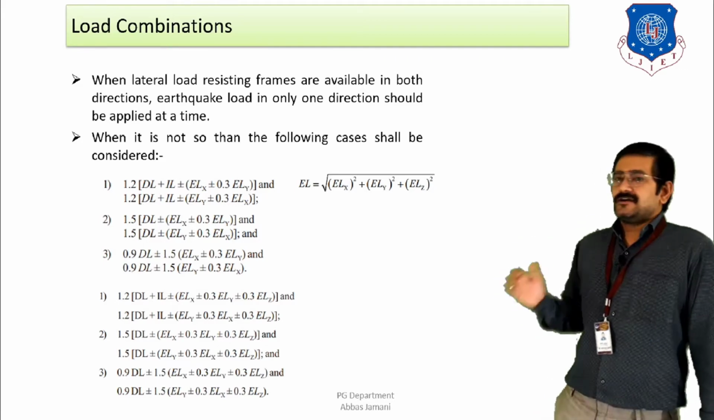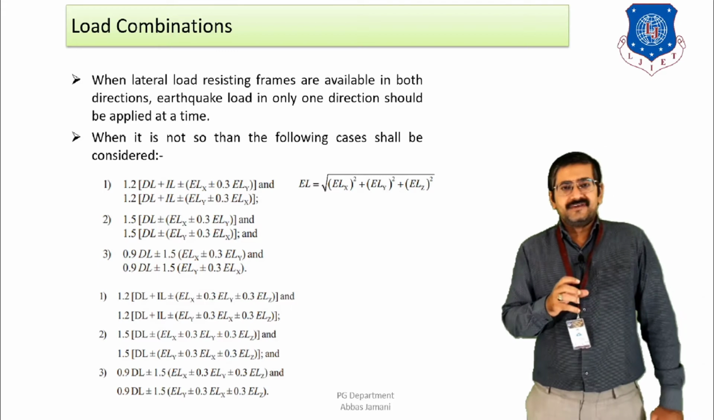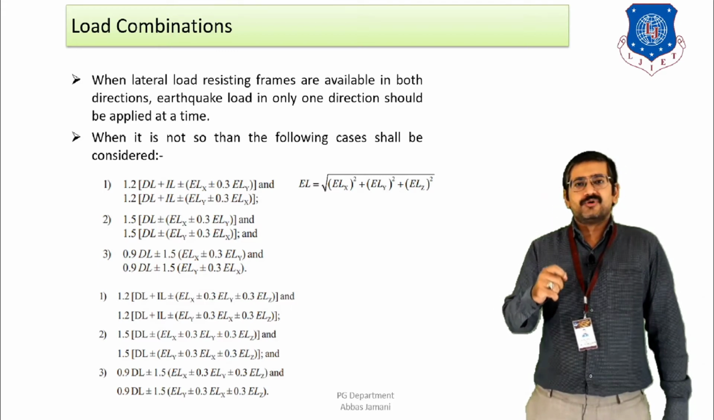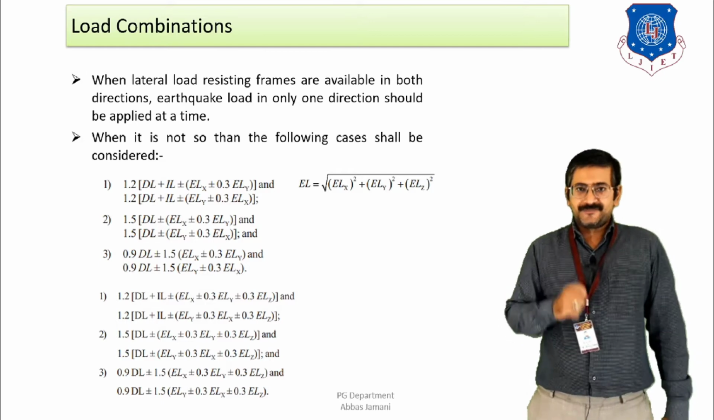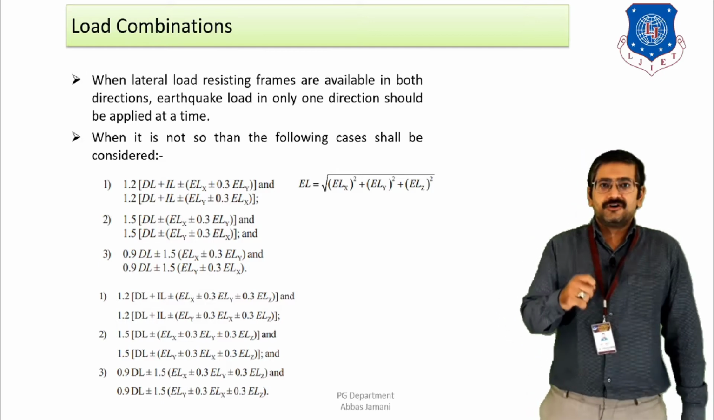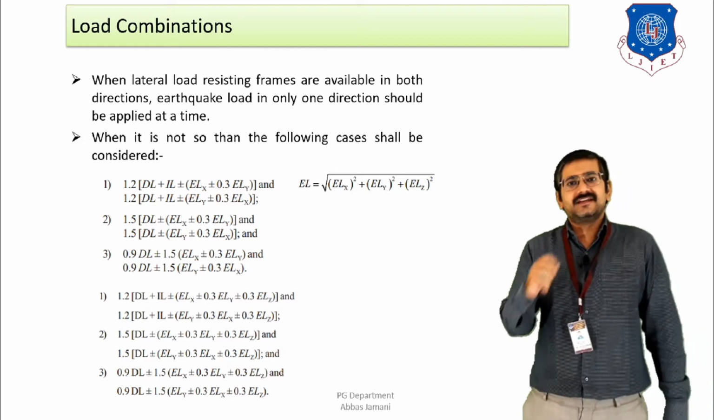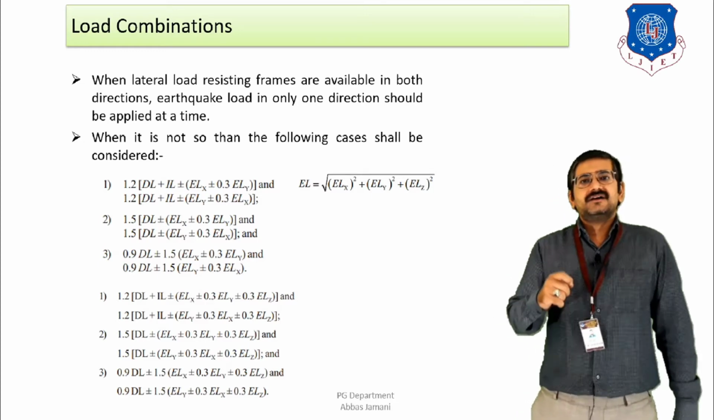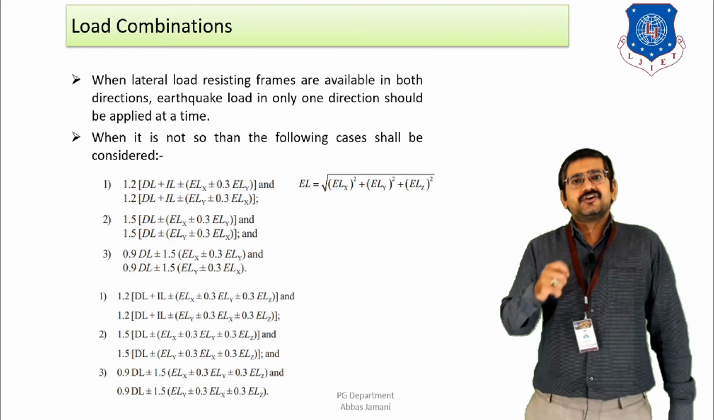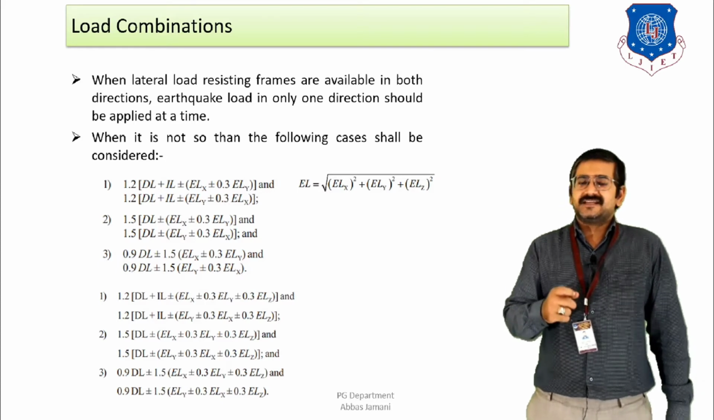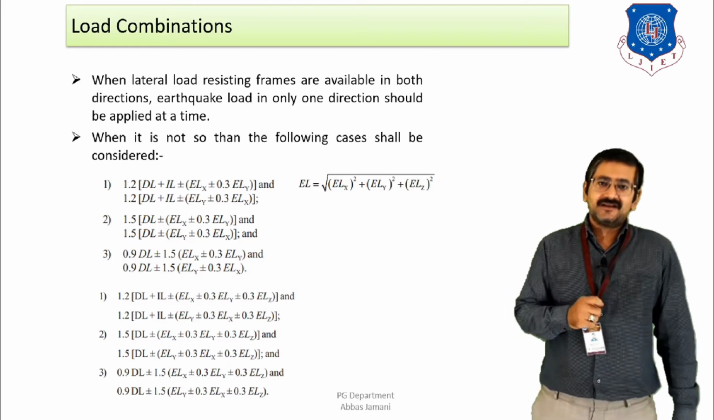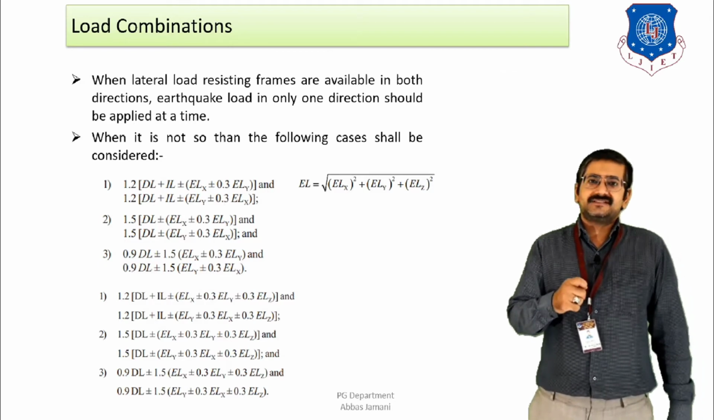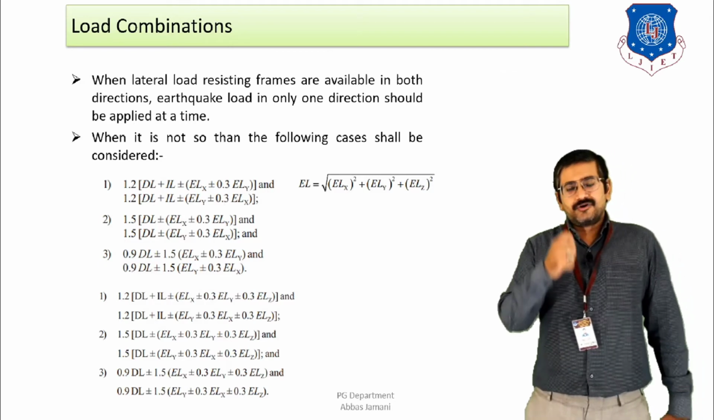Next we come to the load combinations, because we are going to have primary load cases in the form of dead load, live load or the imposed load, and then we are going to have the earthquake load. Now in case of earthquake load, we all know that the earthquake is going to act in three directions, that is x direction, y direction and z direction. However, the effect of earthquake is going to be predominant in two horizontal directions, that is the x direction and the z direction, right?